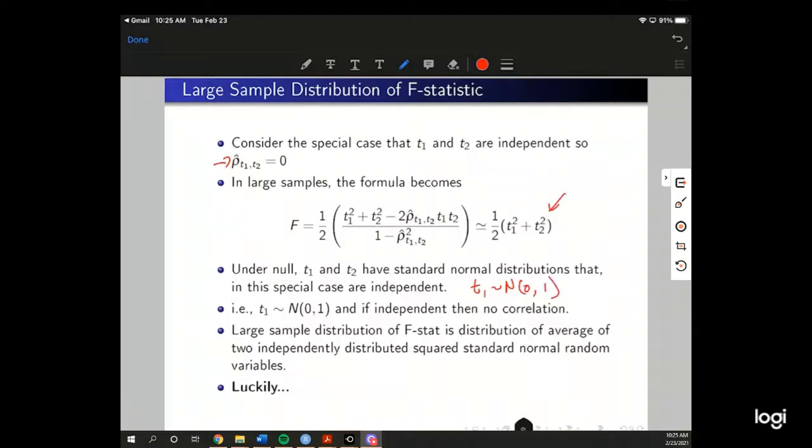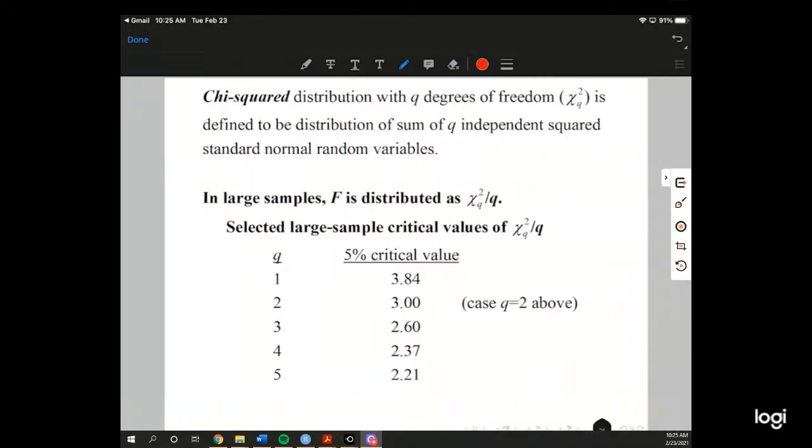In large samples, the distribution of an F-stat is the distribution of the average of two independently distributed squared standard normal random variables. That's just what we've written here. We have two independently distributed squared standard normal random variables, and so we know what that distribution is. Luckily, it's a chi-squared distribution with q degrees of freedom.